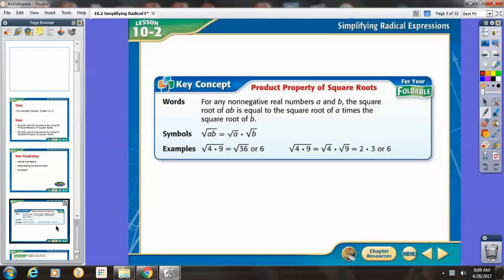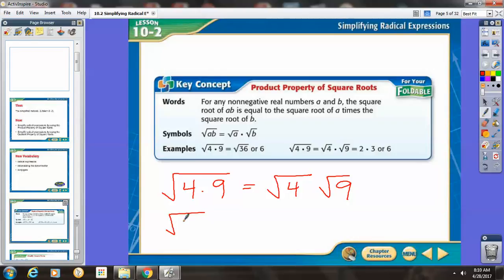So let's talk about how we do this, and then we'll look at some examples. For any non-negative real numbers a and b, the square root of a times b is equal to the square root of a times the square root of b. Basically, this is what we call the product property before. It says if you're multiplying two numbers, we'll say 4 times 9 underneath a radical, we can break it apart and give each number its own radical, and then simplify from there. It's also stating you could go the other direction. If you were multiplying two numbers in their own radical, you could put them both under the radical together.